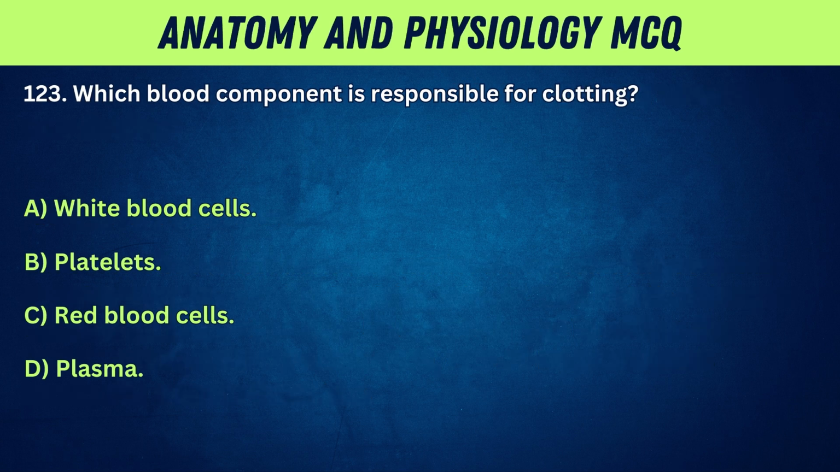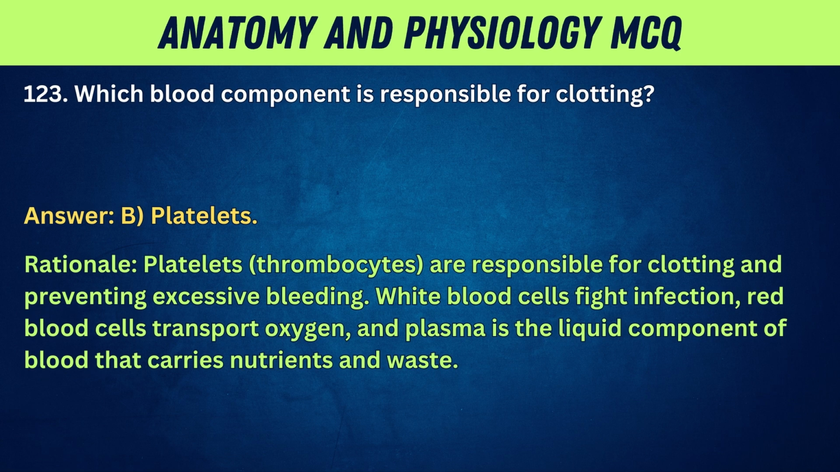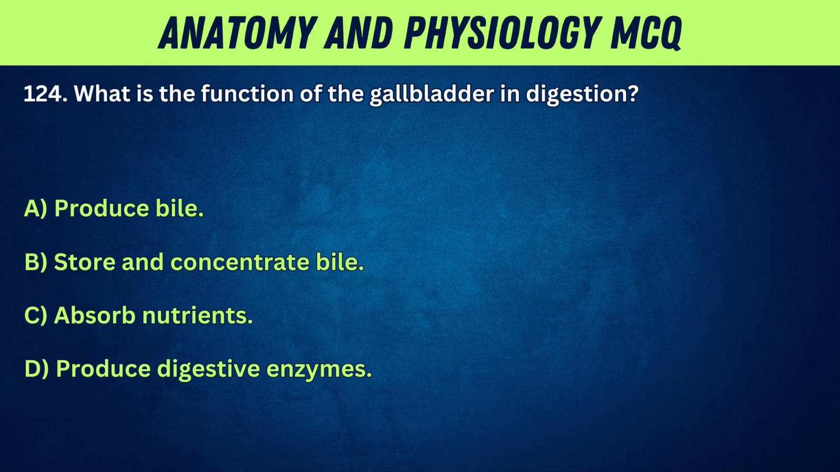123. Which blood component is responsible for clotting? A. White blood cells. B. Platelets. C. Red blood cells. D. Plasma. Answer: B. Platelets. Rationale: platelets, thrombocytes, are responsible for clotting and preventing excessive bleeding. White blood cells fight infection, red blood cells transport oxygen, and plasma is the liquid component of blood that carries nutrients and waste.